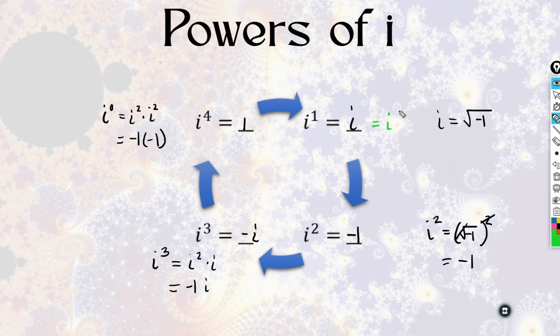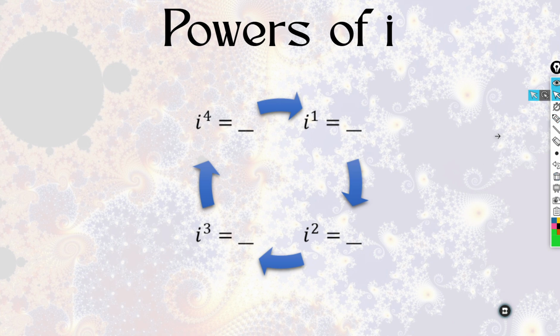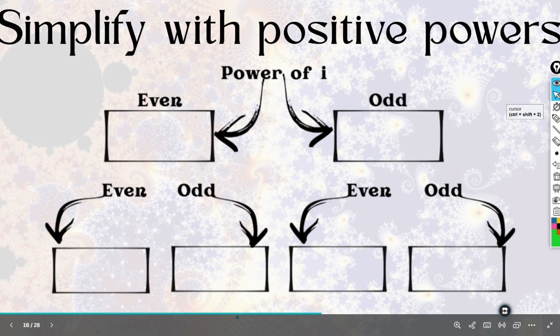So i to the 5th, i to the 6th, i to the 7th, i to the 8th, oops. And it keeps following this pattern as we go around. So instead of us having to figure out how many times we're looking at a number, if I have something like i to the 715th, I need to figure out how I can quickly get there. The easiest way I have found to simplify them, there's lots of different ways you'll see, is with this chart.